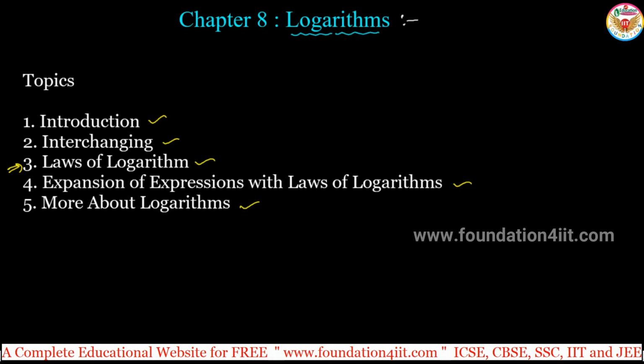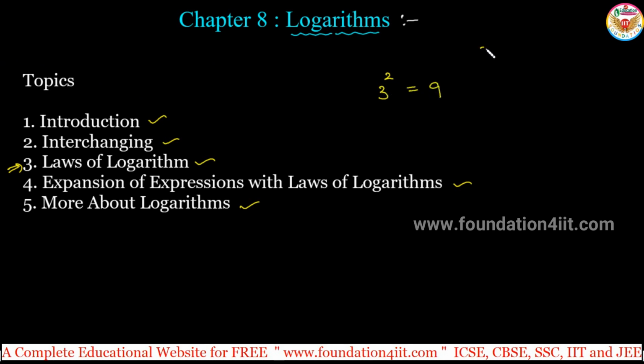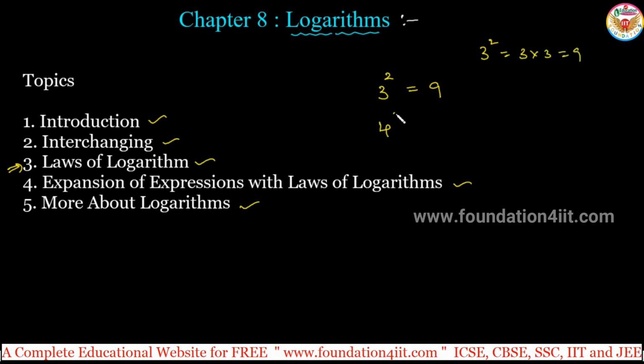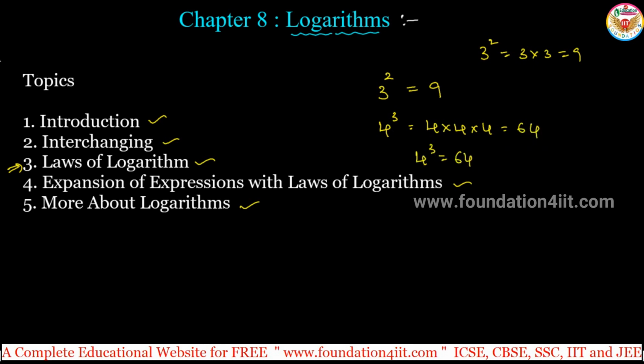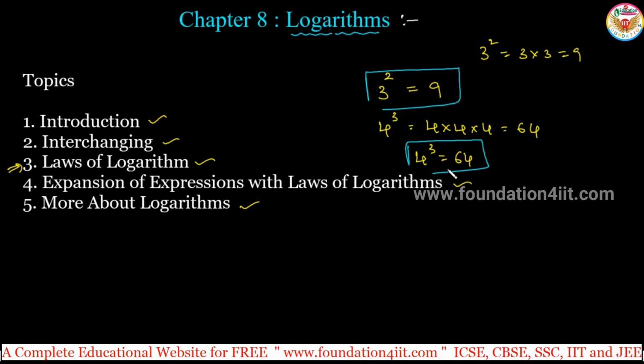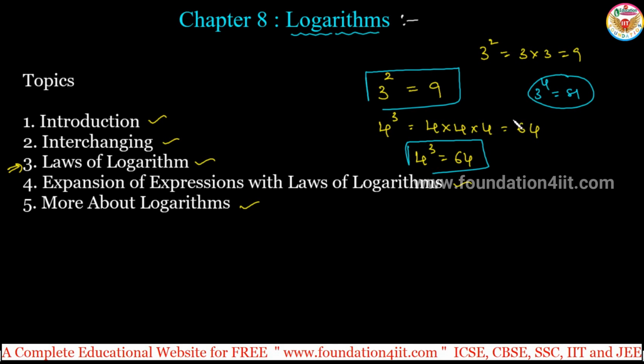First of all, let us see some exponential form. We know 3 to the power 2 is 9, because for 3 power 2, 3 should be multiplied 2 times, 3 into 3, 9. And 4 to the power 3: 4 should be multiplied 3 times. 4 4s are 16, 16 4s are 64. That means 4 to the power 3 is 64. So this is exponential form. 3 power 2 is 9, 4 power 3 is 64. And again, 3 to the power 4 is 81. These all come under exponential form.